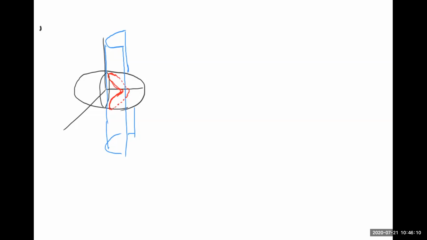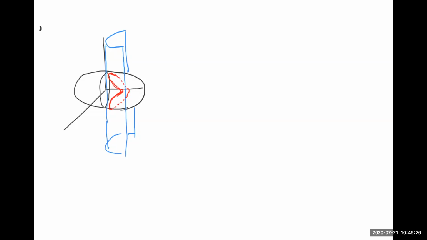Yeah. Normal vector of the surface. Wait, I'm not 100% sure what you mean. Let me finish this thing and then you can explain more what exactly you have in your mind.